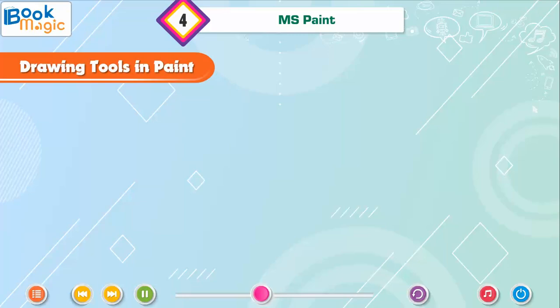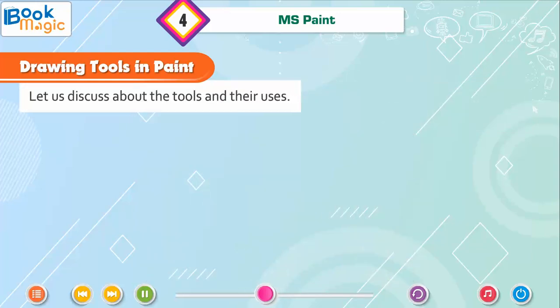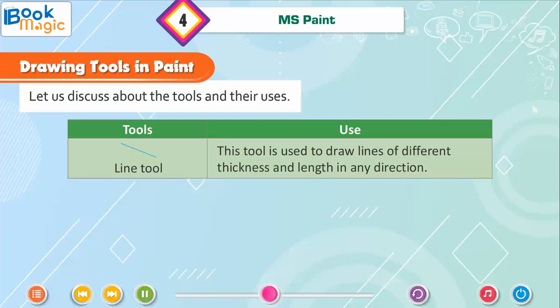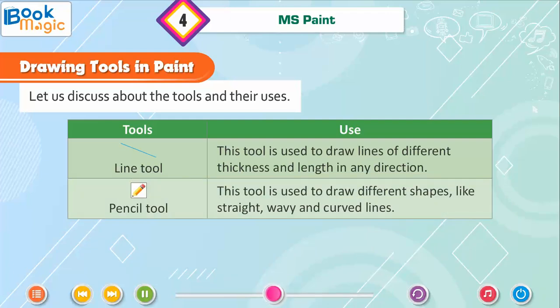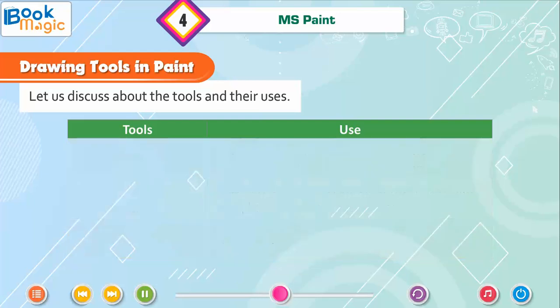Drawing tools in Paint. The mouse and different tools available in MS Paint are used to draw and color the picture. Let us discuss about the tools and their uses. Tools. Use. Line tool. This tool is used to draw lines of different thickness and length in any direction. Pencil tool. This tool is used to draw different shapes like straight, wavy and curved lines. Brush tool. This tool is used to draw freehand lines like you draw on the paper.